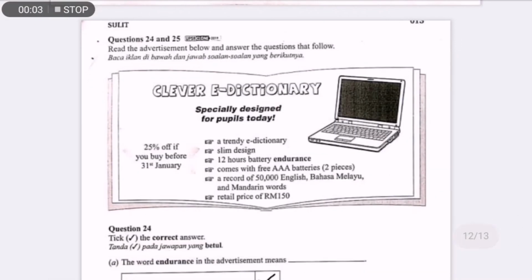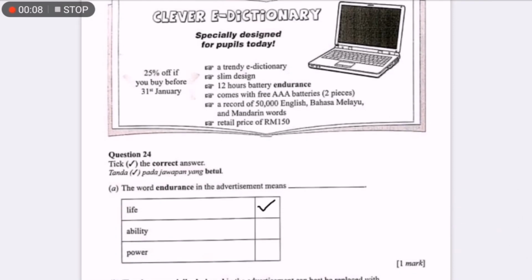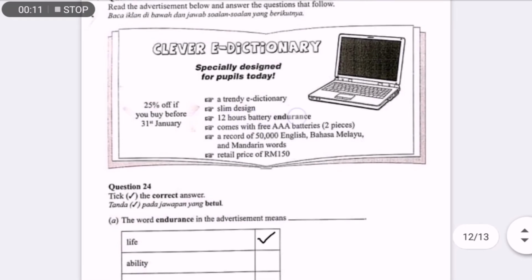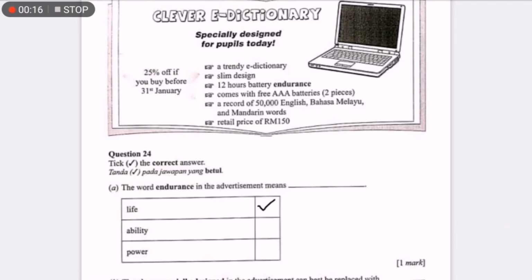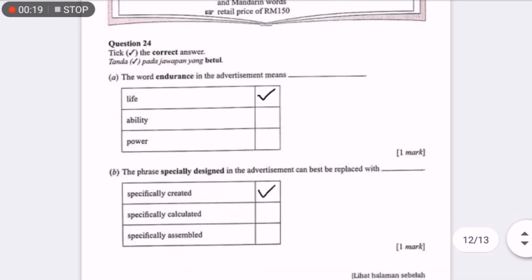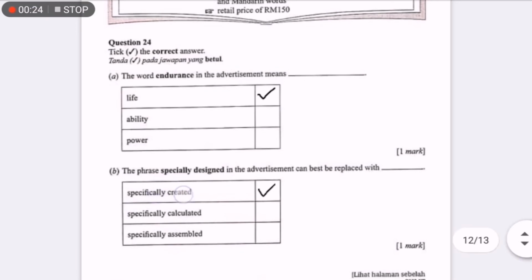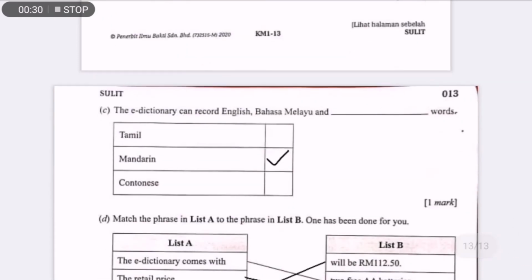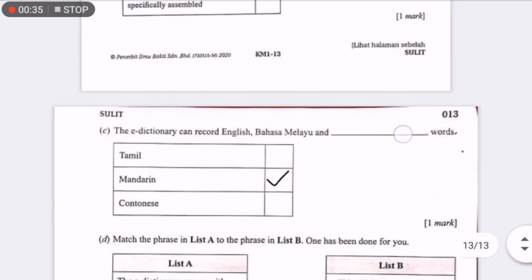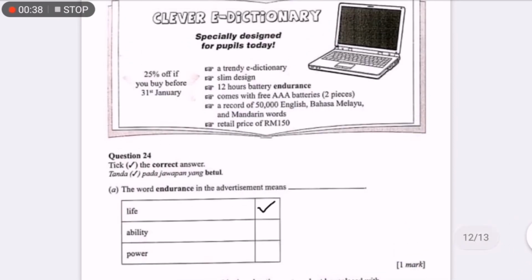Read the advertisement below and answer the questions that follow. The word endurance in the advertisement means, 12 hours battery endurance, meaning the life of the battery. How long can it last? The phrase specially designed in the advertisement can be best replaced with specifically created. Alright, also very straightforward. The e-dictionary can record English, Bahasa Melayu, and what words? The answer here is Mandarin. How do we know? The answers are located here. Mandarin words.